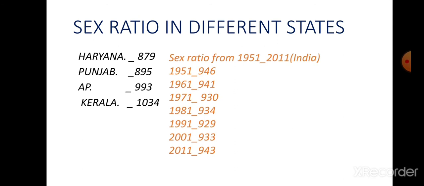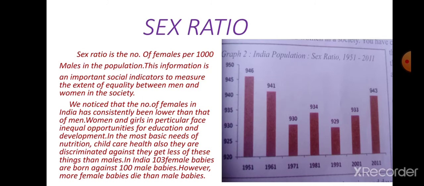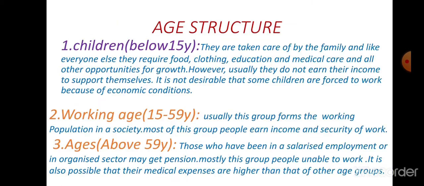So let's see the sex ratio from 1951 to 2011. 1951: 946, 1961: 941, 1971: 930, 1981: 934, 1991: 929, 2001: 933, 2011: 943. Anyway, it was increasing when compared from 1951 to 2011. So let's see this bar graph. It is in our textbook. This is the bar graph about the sex ratio.